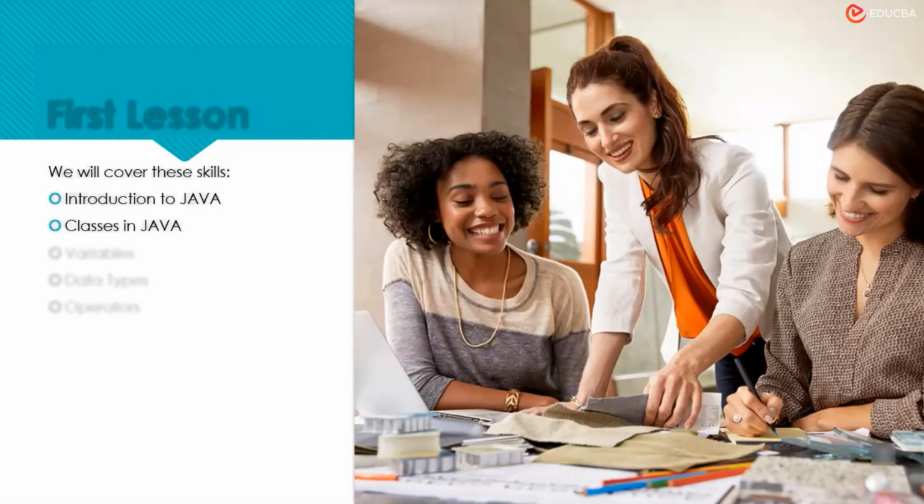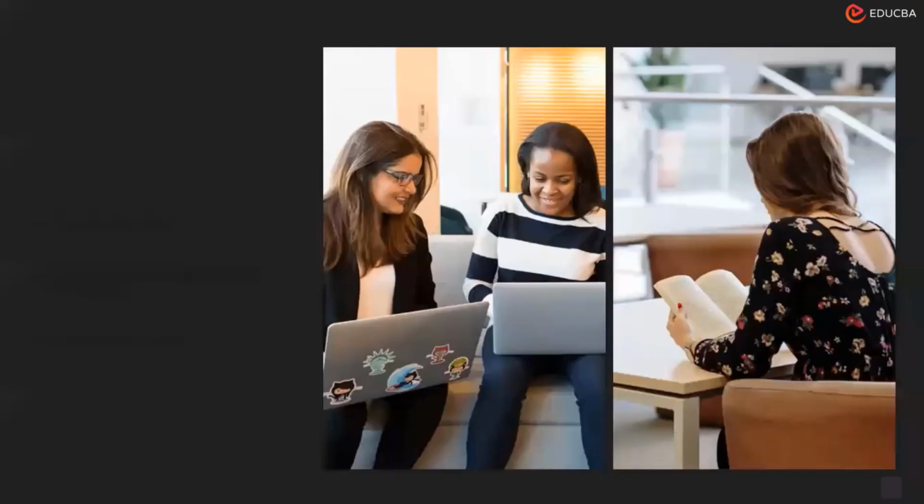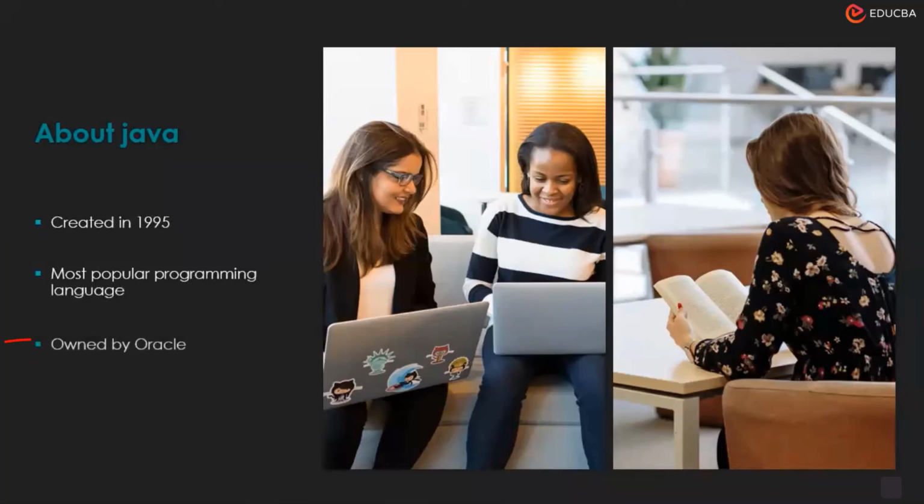Okay. So let's understand what classes in Java are, what variables are, what the different types of data types we have in Java are, what operators we have in Java. Now let's move further and understand the history of Java. Okay. It was created in the year 1995 and it is the most popular programming language. Okay. It is owned by Oracle.